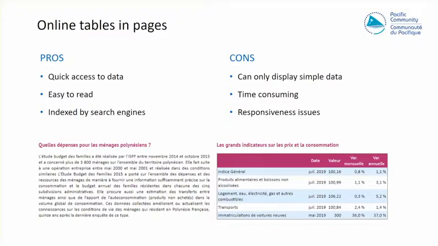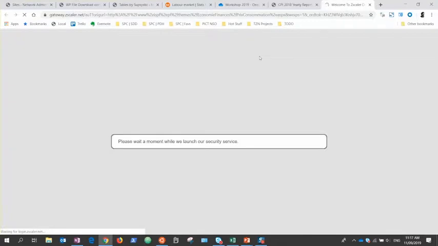Below here, you have a screenshot from French Polynesia NSO, where there's a page with on the left a little description about CPI, and on the right there you have a table. We can actually open the page.